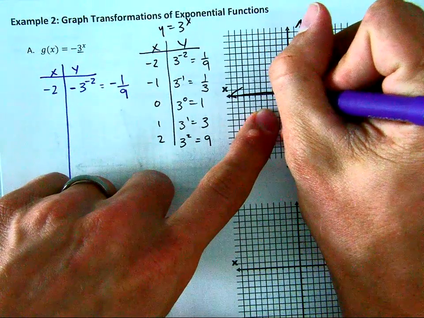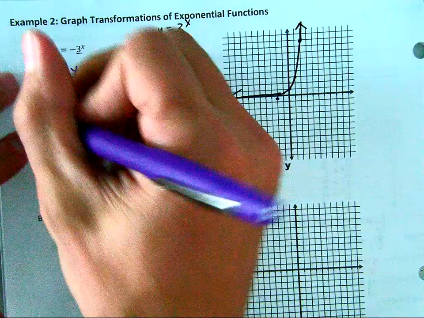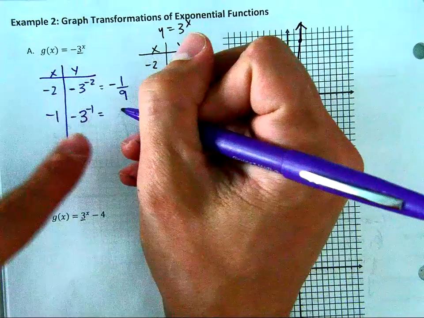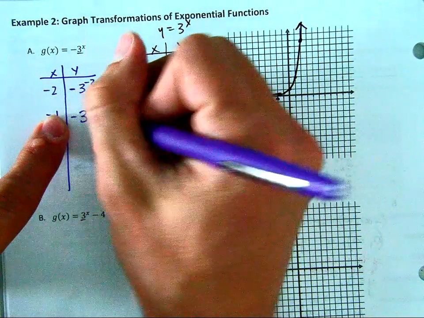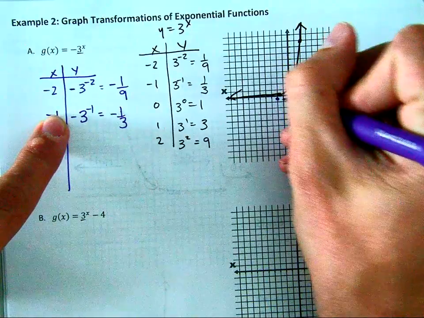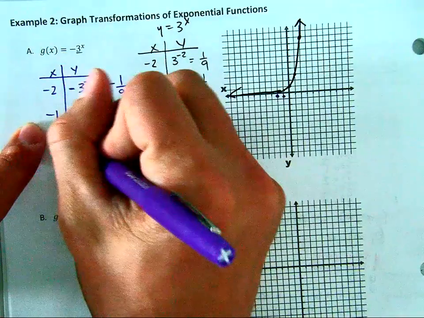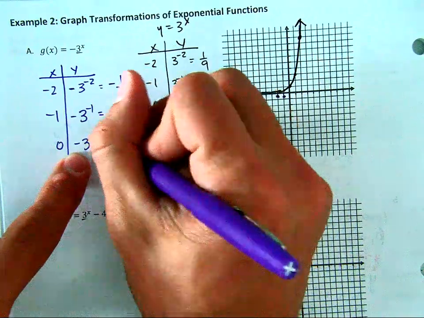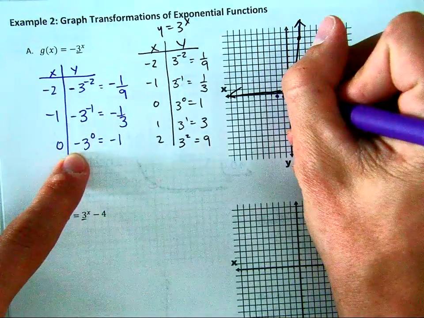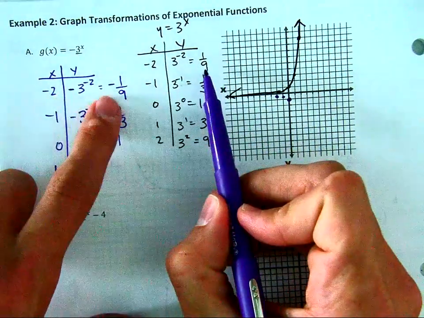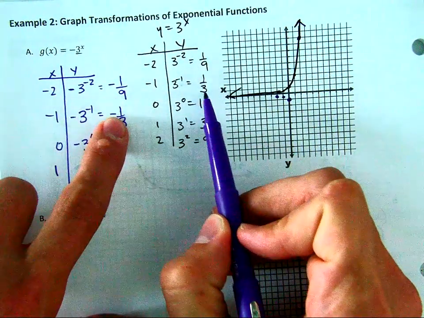At -1, we have a -3 to the -1st. It's going to make that a 1/3. So we have -1/3. At 0, we have -3 to the 0. 3 to the 0 is 1. With the negative, we have a -1. Right? So at this point, you can probably make that connection. All it's doing is changing those y values to the negative version.